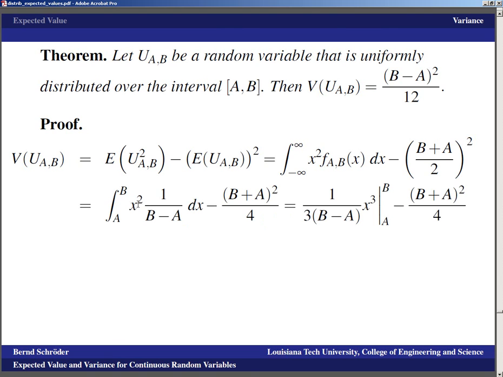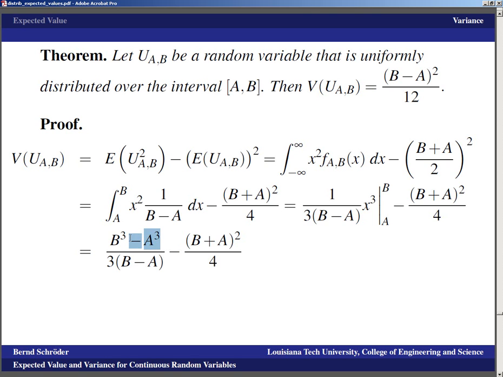And, well, the integral of x squared is 1/3 x cubed. We keep the 1 over b minus a. We have to evaluate from a to b. And the minus b plus a quantity squared divided by 4, of course, stays with us from before. Well, then that's just b cubed minus a cubed divided by 3 times b minus a. And we keep the subtraction of b plus a quantity squared divided by 4.